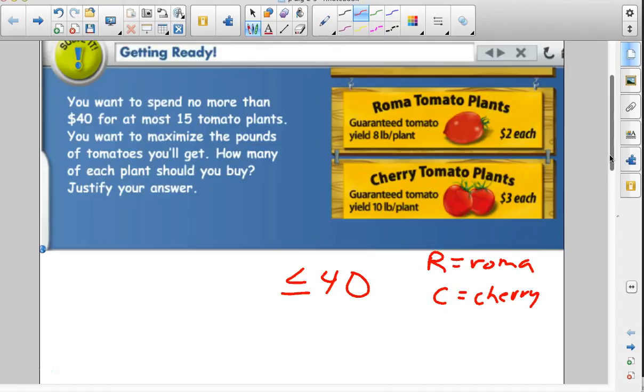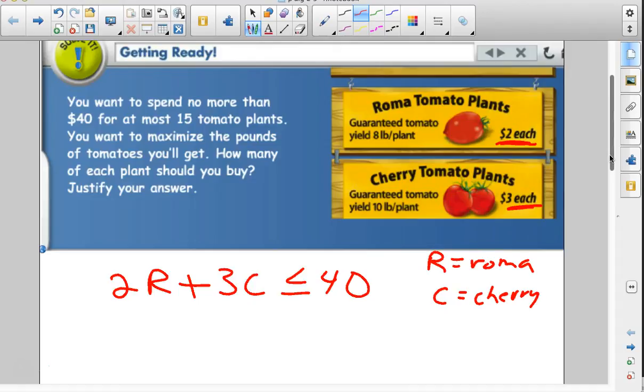Well, right here, they said the Roma plants are going to be $2 each. So you can think of that as $2 per plant. That means multiplication. So 2R of the Romas, but probably not going to just buy the Romas. The reason I say that is the cherry tomatoes, it says they yield 10 pounds per plant. And you want some of those too. But they are $3 a piece. So that'll be 3C. So there's our money.